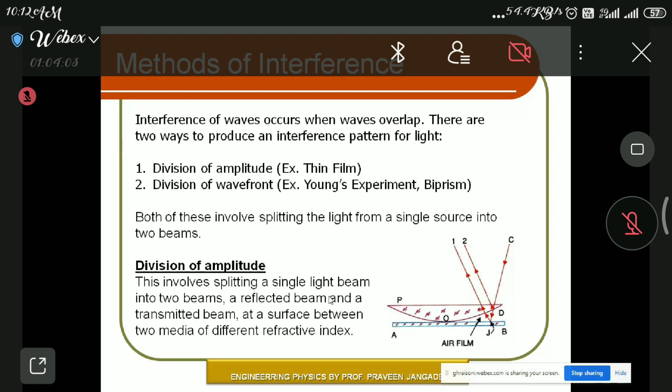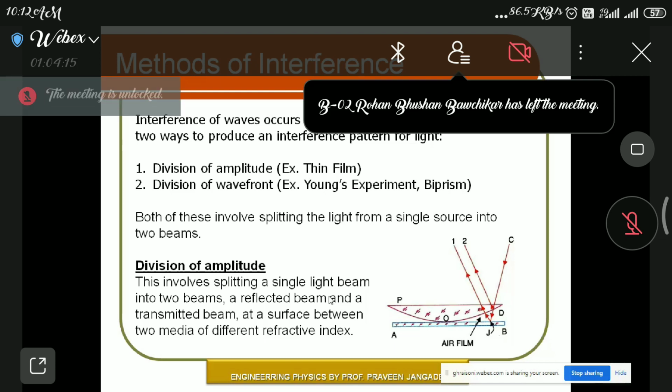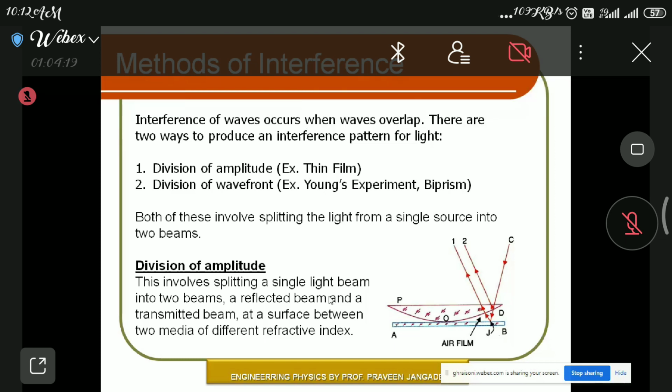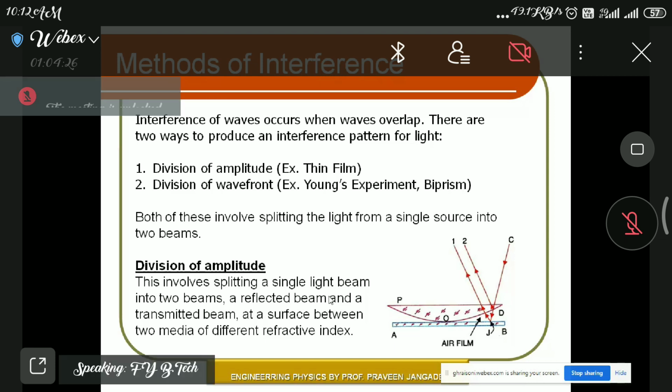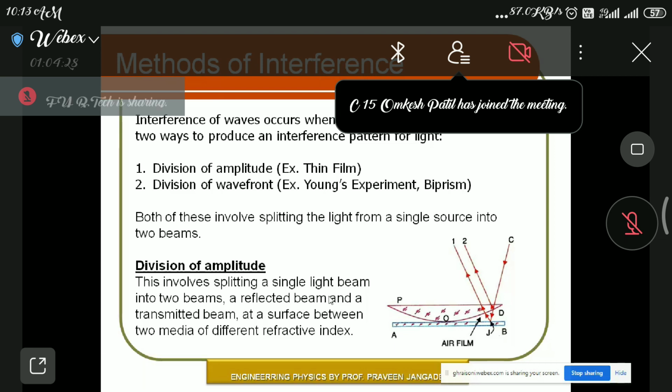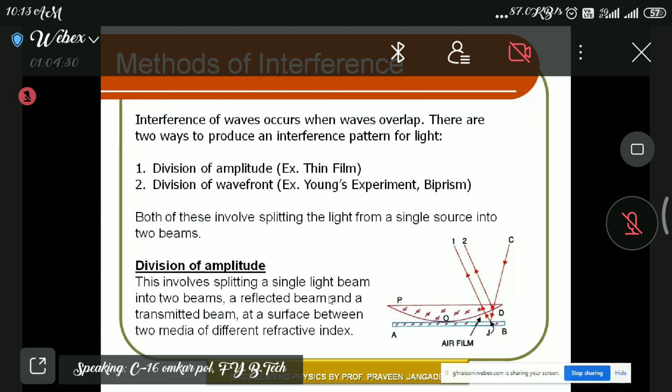Okay, so these things we are studying through the thin film. And what is a thin film? That also we have focused on. A thin film means a film whose thickness is of the order of one wavelength of visible light. If you satisfy this condition, then and only then can we call that film a thin film. Okay, so this is the beginning of this particular unit.